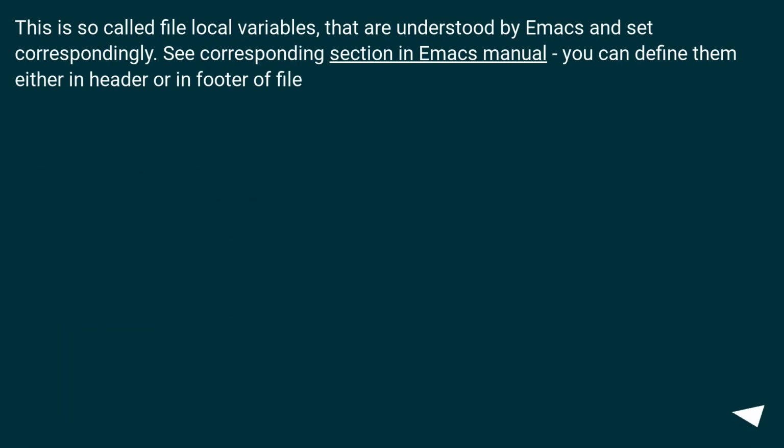This is so-called file local variables, that are understood by Emacs and set correspondingly. See the corresponding section in the Emacs manual. You can define them either in the header or in the footer of the file.